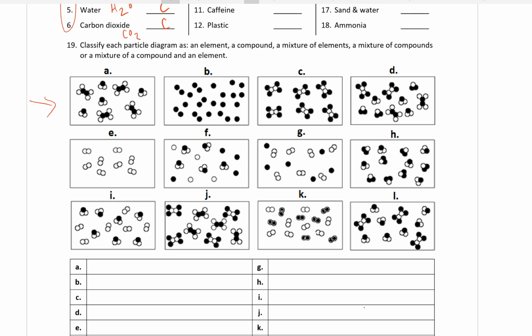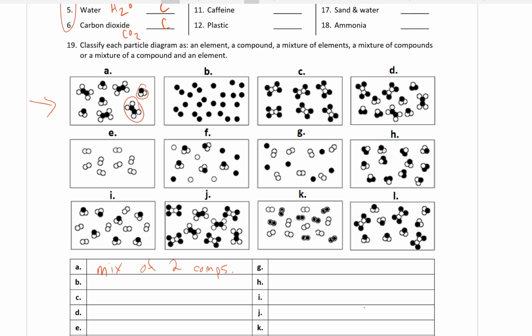All right, so if we look at letter A, particle diagram box, hopefully it's very clear to see we have different types of matter present. I see this and I see that. And there are a whole bunch of them in there. They look like they're pretty well distributed. So I would classify A as a mixture of, and I'll be specific, 2 compounds. And I'm going to use abbreviations just to save a little bit of time.